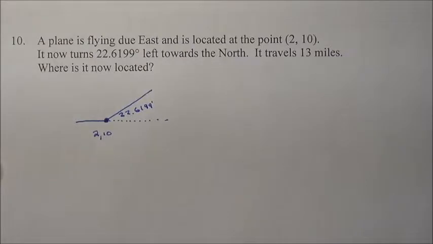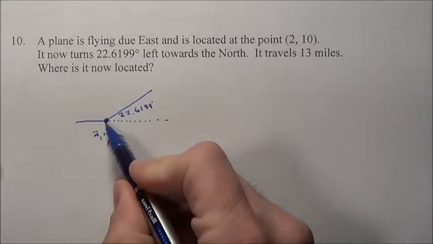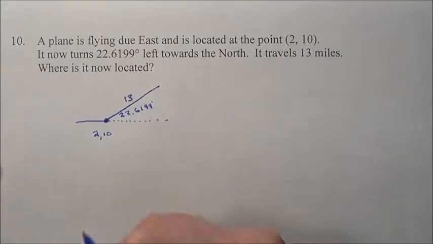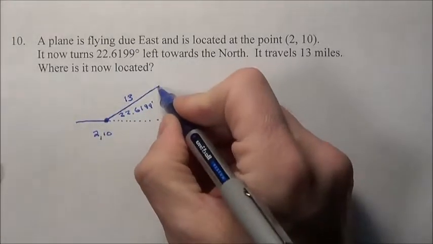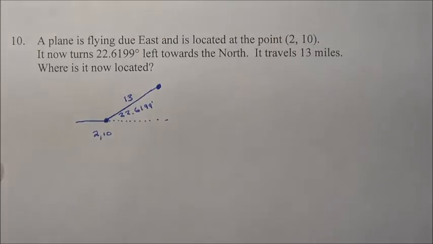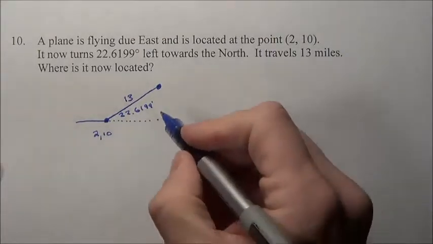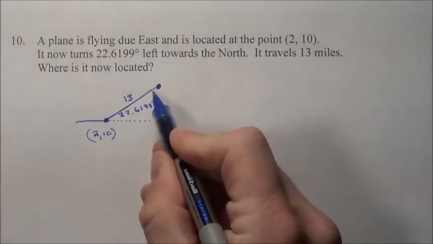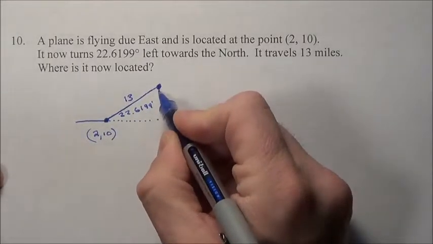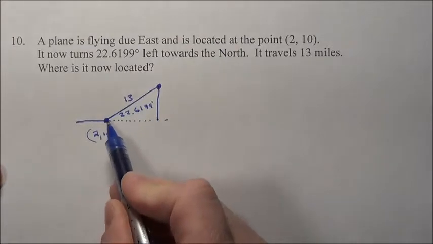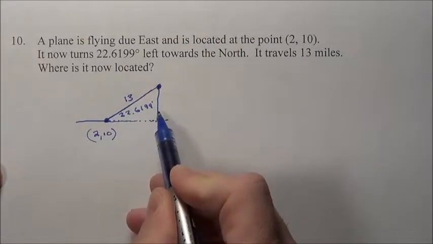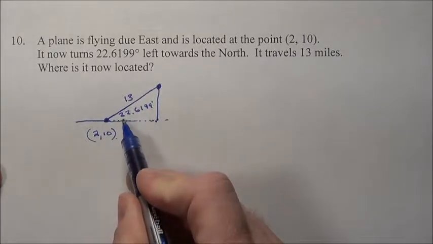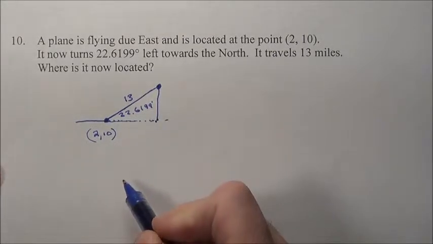22.6199 degrees. It travels 13 miles. So here it was, it traveled 13 miles. Where's it now located? So we're trying to figure out, well, where's that point? Well, let's figure this out. I know I was at (2, 10), but knowing that doesn't help me any. What I want to figure out is, hey, can I figure out how far over I've come and then how far up I've gone, knowing that that's 13 miles and knowing that's 22.619 degrees?